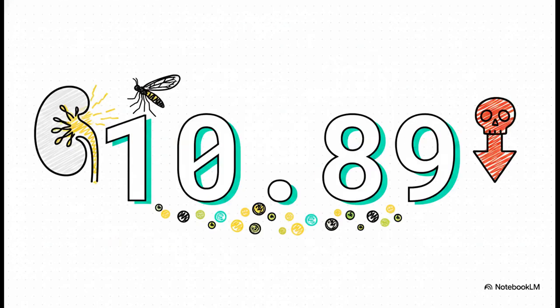And why does that bright kidney matter so much? Because of this number right here. 10.89. Researchers found that if an ICU patient exhibited that increased renal hyperechogenicity, they had an odds ratio of 10.89 for early death. To put that into perspective, patients with those bright kidneys on their ultrasound were nearly 11 times more likely to die within 30 days. It is a massive, independent predictor of a fatal outcome.